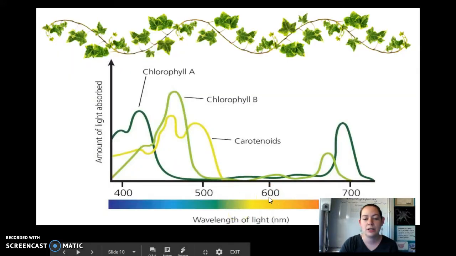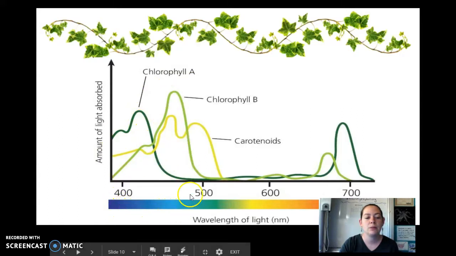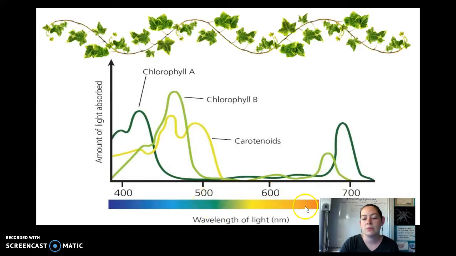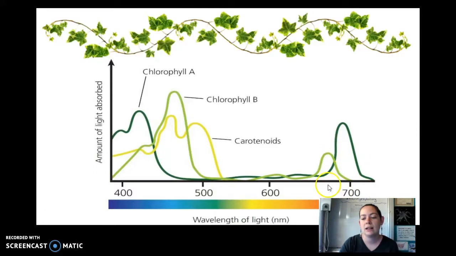Here's an absorption spectrum graph showing there are different types of chlorophyll. So different plants will have different amounts of these, chlorophyll A and chlorophyll B. These both absorb a lot of light that's blue and indigo and violet, and then they don't absorb the green and yellow light, but then they absorb down here again in the orange and red wavelengths of light.